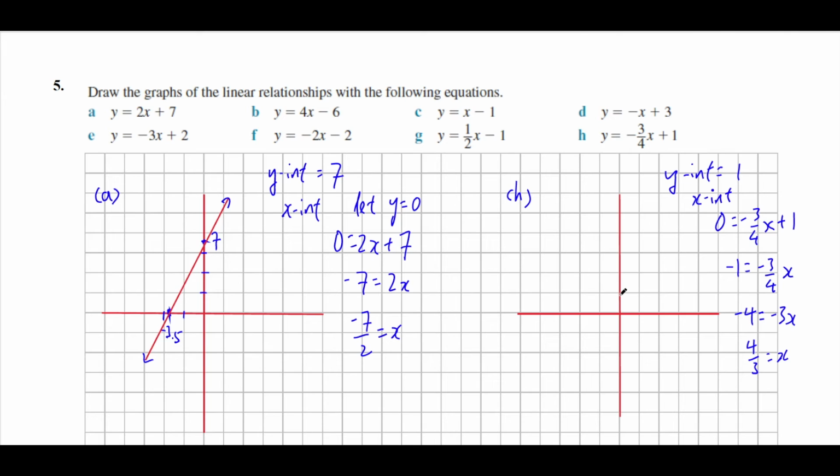So the y-intercept is 1. This is your y, this is your x. And your x-intercept is 4 over 3. So that's about 1.33. So it's about here. Okay. So then what you can do is just draw a line that goes through these 2 points. And then just label it, right? So this is 4 over 3. Okay. So that's how you draw these graphs.